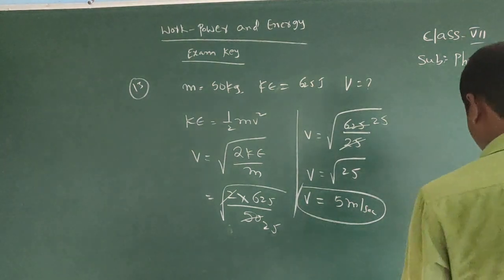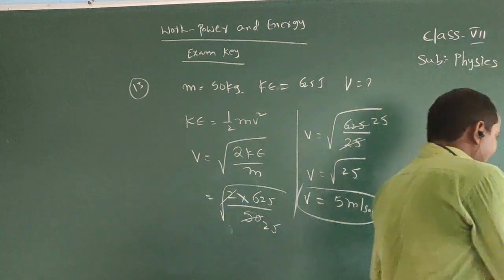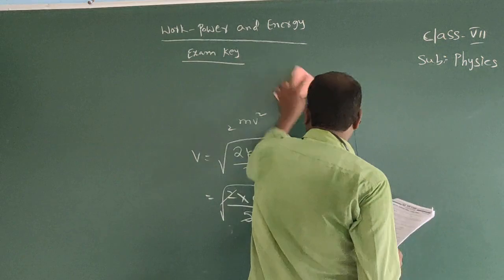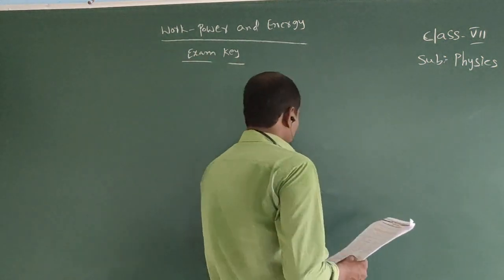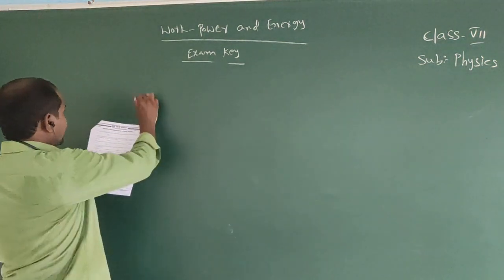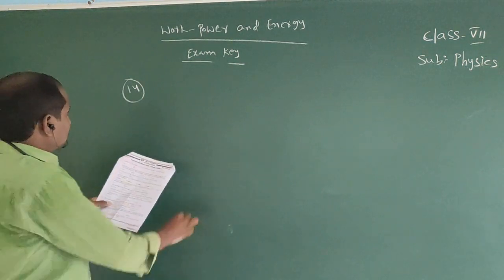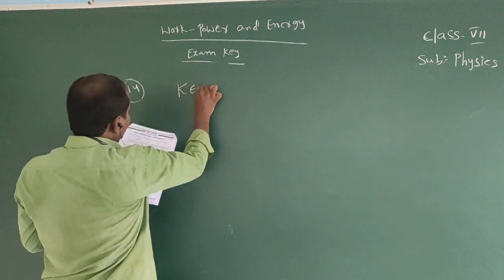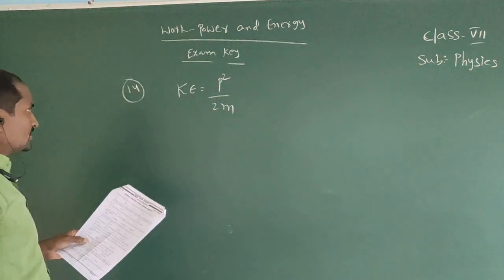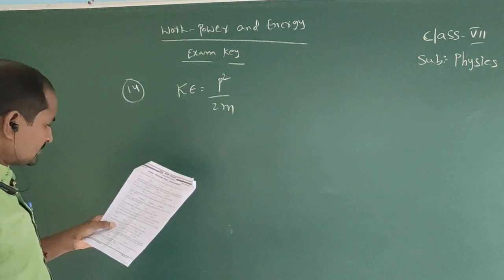Next, when momentum of a body is doubled, how much does its kinetic energy change? So what is the relation between kinetic energy and momentum? So here K equal to P square by 2m. It is a relation between kinetic energy and momentum.